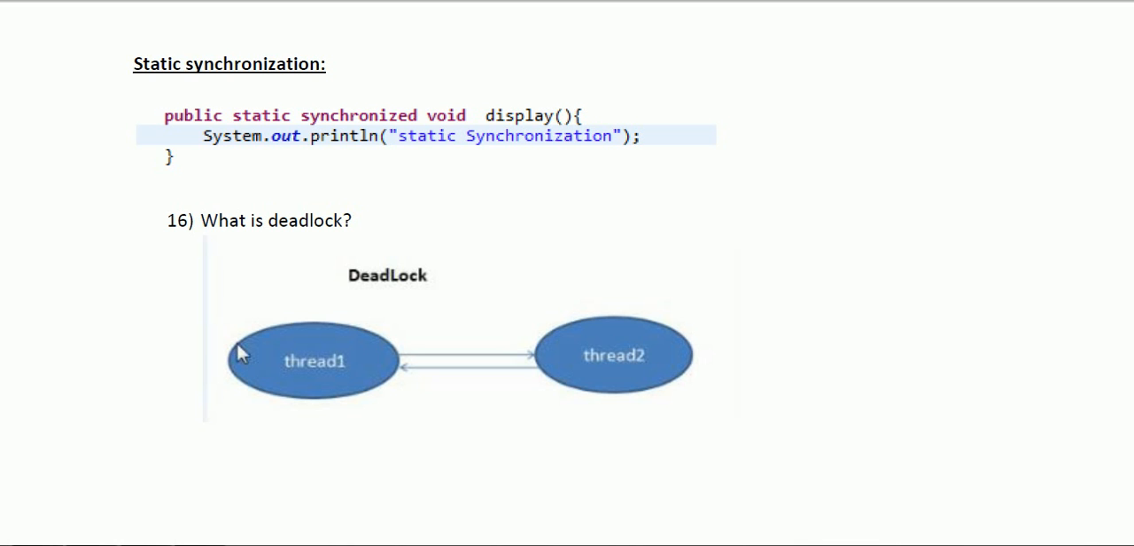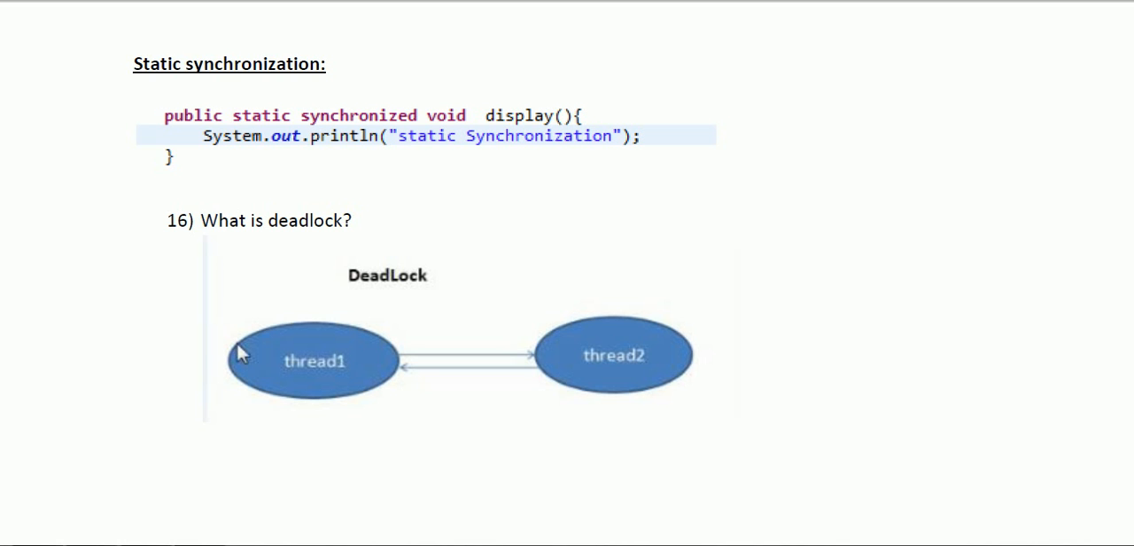So where one thread is waiting for the lock on another resource and another thread is waiting for the lock on the first resource, and they keep on waiting for each other. So this situation is called a deadlock. Okay, so how to avoid deadlocks? Always make sure that the way you acquire the locks, the same way you release the locks. So that is what is meant by the deadlock.